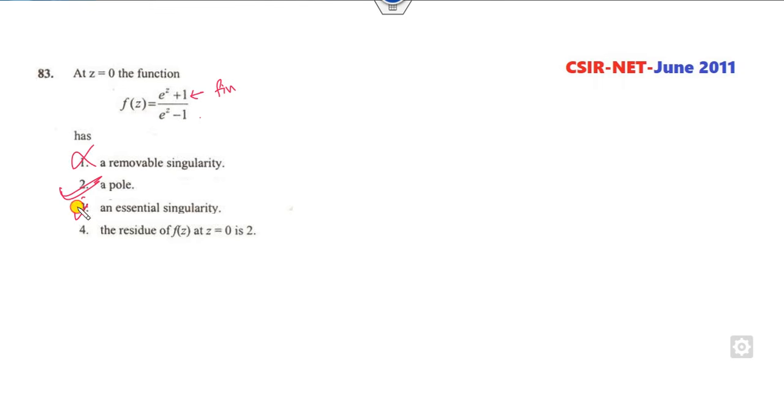Removable node, essential node. How can you find the residue? So we can see I can multiply this by z over here. Now it's a 0 by 0 form. You can apply the L'Hopital rule. So this is z plus 1 of e raised to power z.